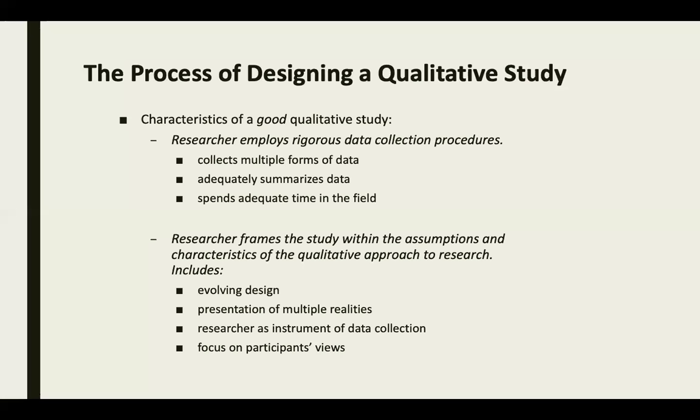The characteristics of the evolving design, presentation of multiple realities. How do you make sense of that? There may be conflicting realities, and how do you make sense of that and present it in an articulate manner? Research as an instrument of data collection, and also the focus on participants' views and the meanings that they attach to those views at the same time.